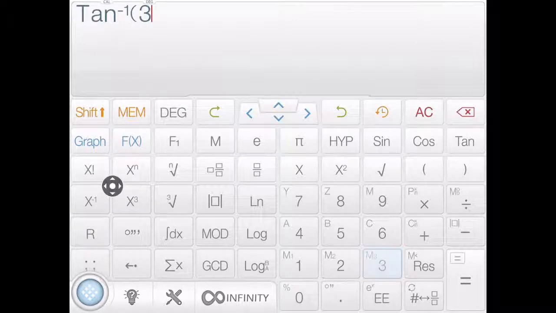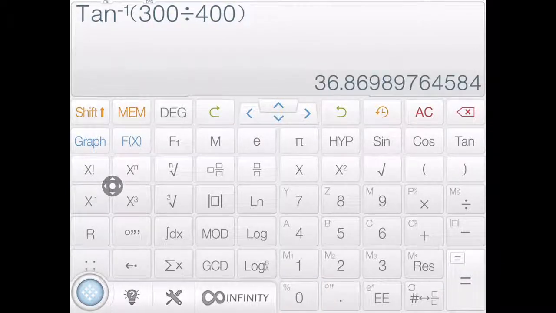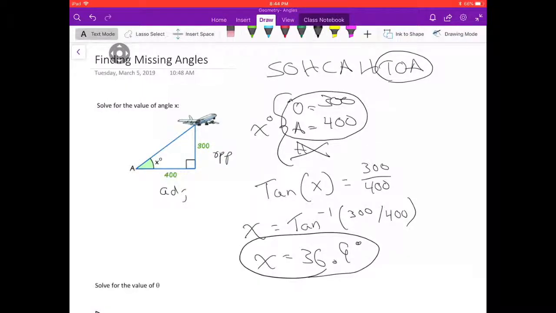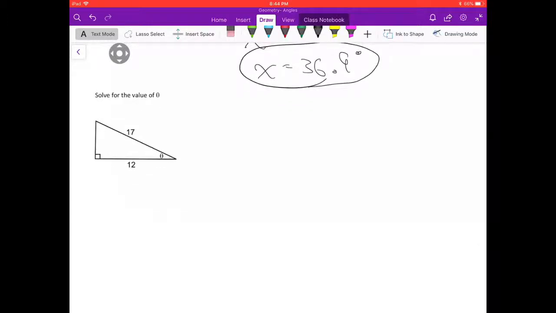I'm going to do 300 divided by 400. And that would be our final answer. And we'll round to the nearest tenth, so it will be 36.9. The big key to remember is we use the inverse tangent anytime we're looking for an angle. Right? That's the only time that you need to use this. So x is equal to 36.9 degrees.